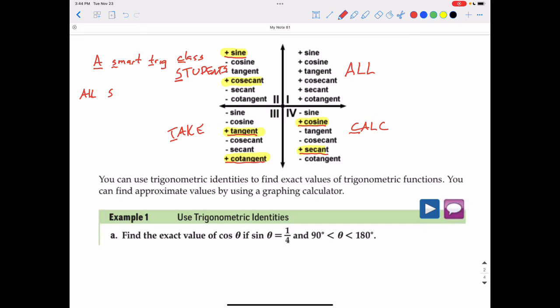Or my personal favorite, and feel free to use this with the other science teachers: all science teachers are crazy. So again, A for all, S for sine, T for tangent, are crazy, C for cosine.